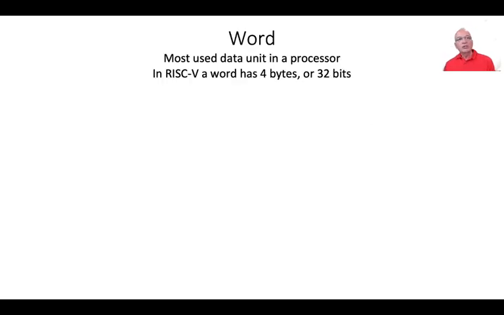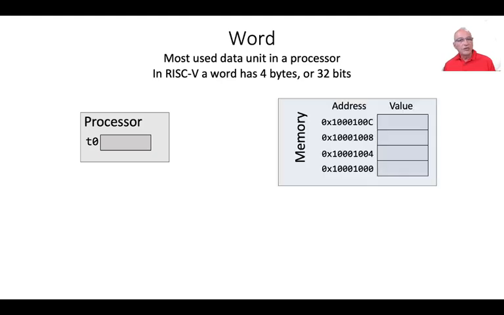So a word is the unit used to communicate between the processor and the memory. In RISC-V, a word has 4 bytes or 32 bits. And the processor, as we saw before, has several registers. In this example, let's just consider one of the registers of the processor, T0. And then we have memory, and memory has several different positions. So how do we transfer data between the memory and the processor?